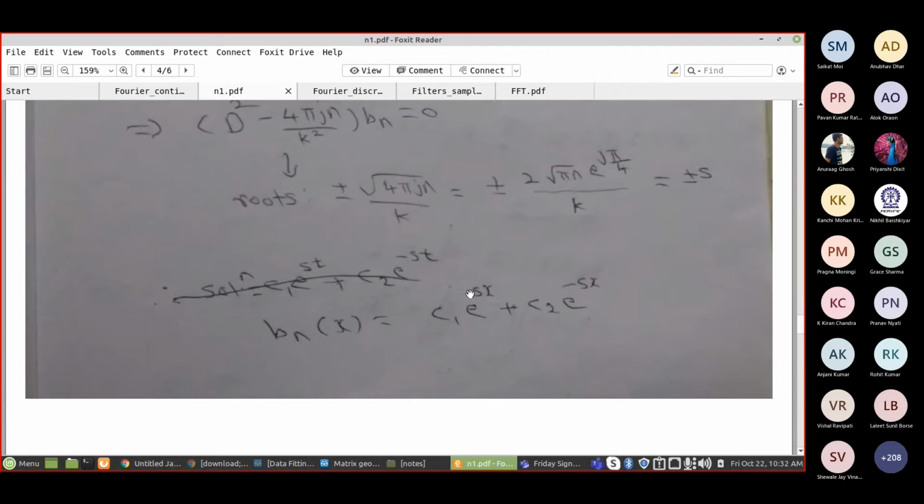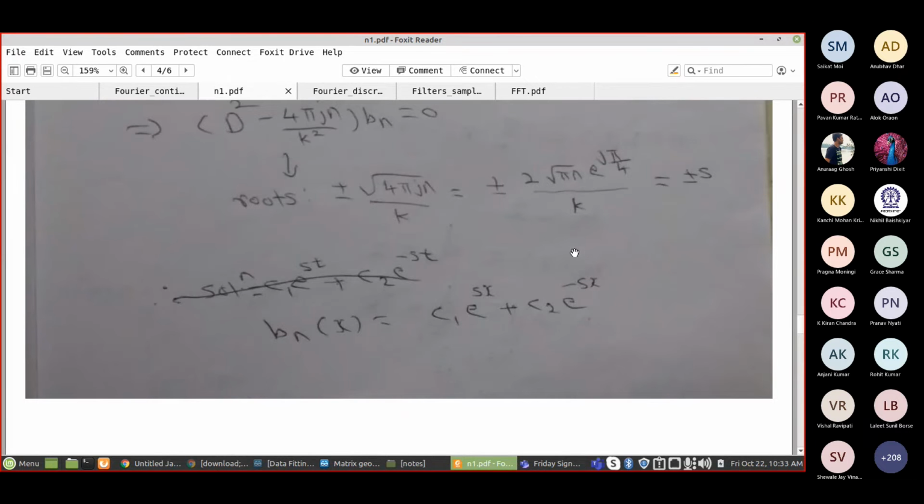So here we have considered the positive part of this root, and here the negative part. And since square root of pi n is a positive number and x is also positive, there is no negative sign. As x goes to infinity, this term is going to go to infinity because of the positive real part in the complex exponential. That's why C1 has to be 0 if n is positive. C2 need not be 0 because this is going to decay anyway.